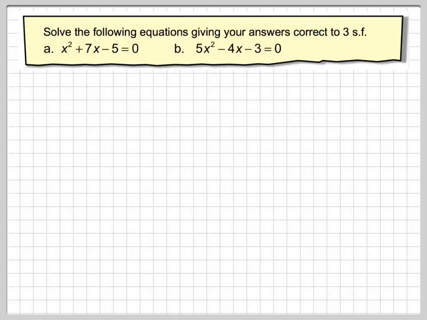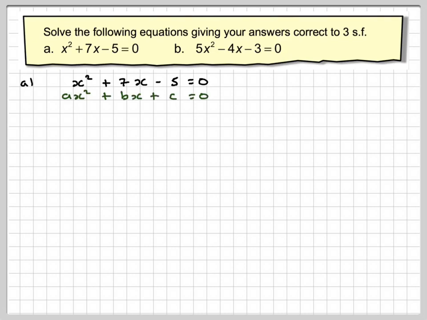Right, in this video we're going to solve quadratics by using what's known as the quadratic formula. And the clue to use that in the question, even if it didn't say, is that it says three significant figures. That's a big clue that you have to use the quadratic formula. So you've got x squared plus 7x minus 5 is equal to 0, and 5x squared minus 4x minus 3 is equal to 0. So writing down the first one, it's a good idea to write underneath ax squared plus bx plus c is equal to 0.